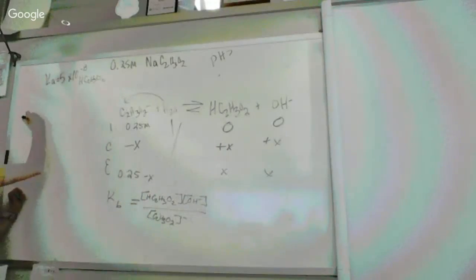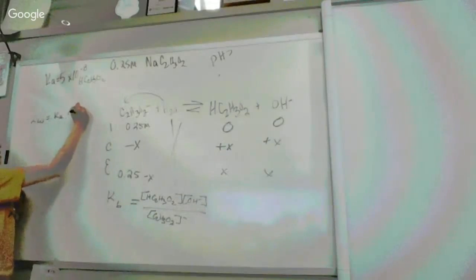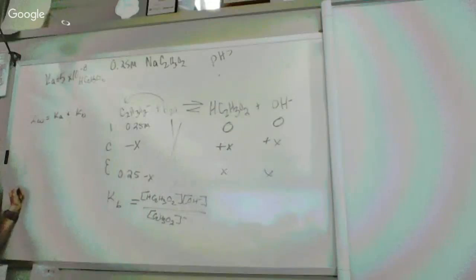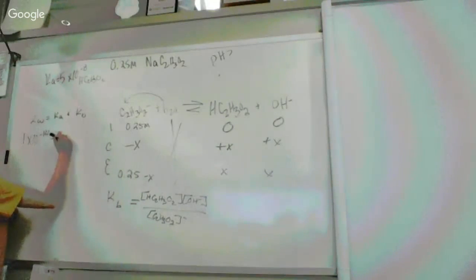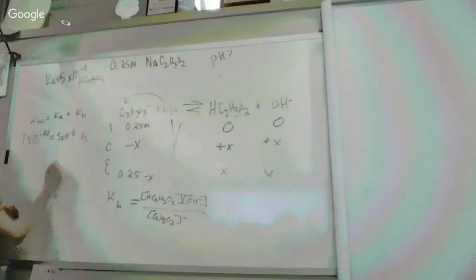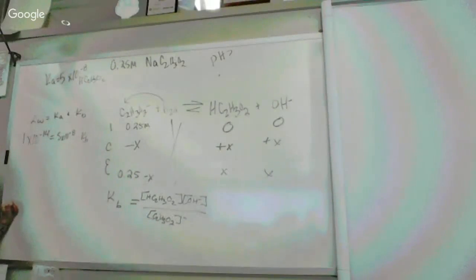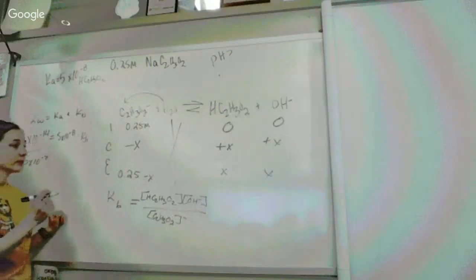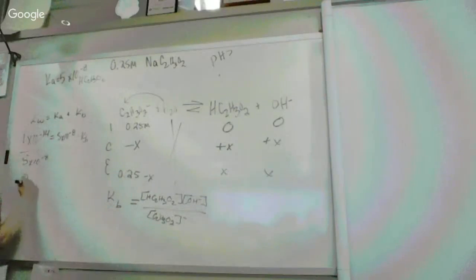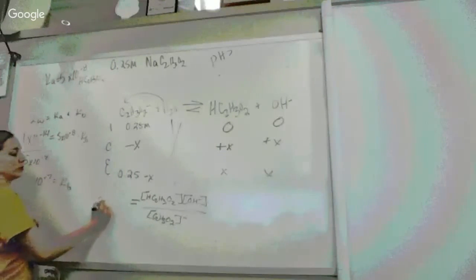So this is where I have to convert. Kw is equal to Ka times Kb. If I plug my numbers in, 1 times 10 to the negative 14 is equal to 5 times 10 to the negative 8 times Kb. What do I get? Somebody do it. Okay, sounds like a winner. So now I got a Kb value, 2 times 10 to the negative 7.